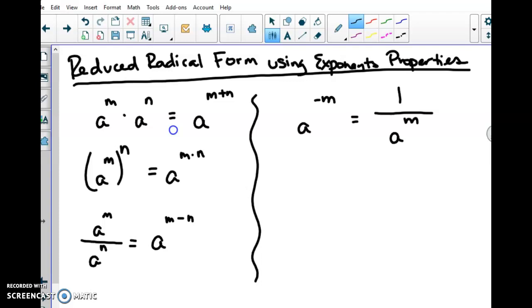And last but not least, if you were to have ab to the power of m, that m goes to the a and the b. Just a quick review of the properties of exponents. You should have already learned this in Algebra 1, but if not, just a quick refresher. So you're going to be using those properties of exponents in order to simplify stuff.